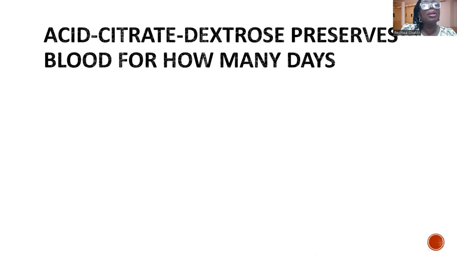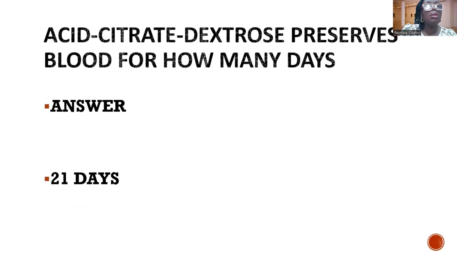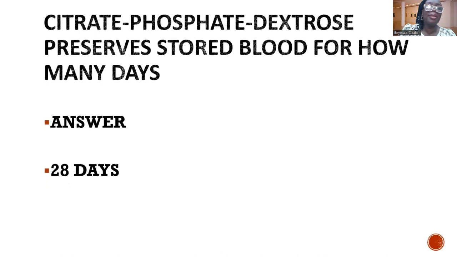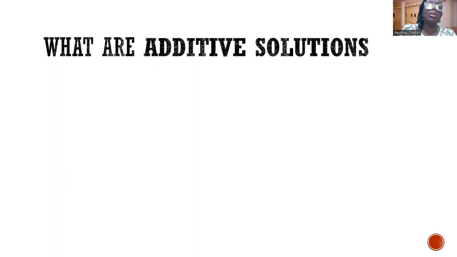Next question says, acid citrate dextrose preserves blood for how many days? Acid citrate dextrose, that is ACD, an anticoagulant used in blood transfusion science, preserves blood for how many days? Answer, 21 days. Citrate phosphate dextrose, which is CPD. CPD preserves stored blood for how many days? Answer, CPD preserves blood for 28 days. What are additive solutions?